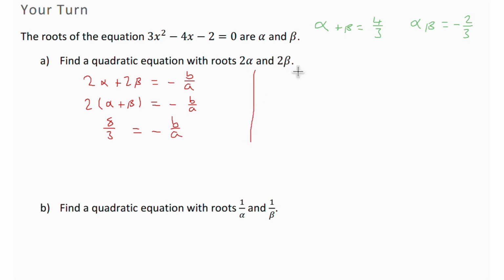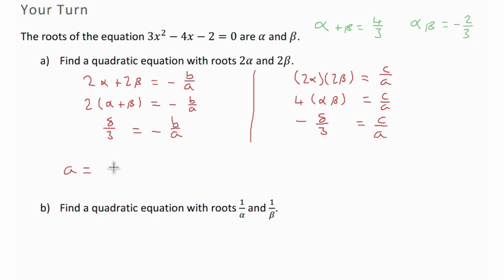We also know that the product of these two roots, 2 alpha times 2 beta, has to be equal to c over a. But this is equal to 4 lots of alpha beta. Alpha beta is minus 2/3, so this is minus 8/3 is equal to c over a. From here, we can read off the values of a, b, and c for our new quadratic.